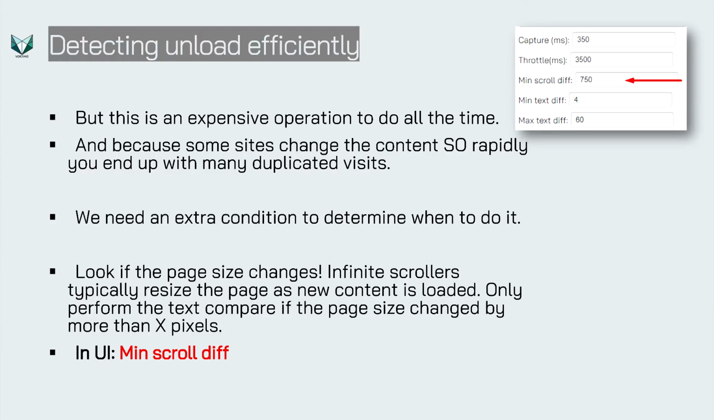So we need another condition to determine when to do this text compare, right? And there's something that gives us a clue that it's going to happen soon, and that is when the page size changes. On a lot of these infinite scrollers, when you scroll down, you'll see that the scroll bar is big and then it starts getting smaller and smaller. That's because the page size is changing. They update the page size.